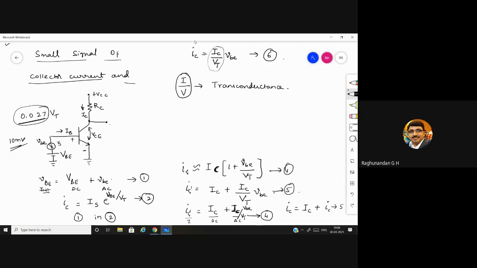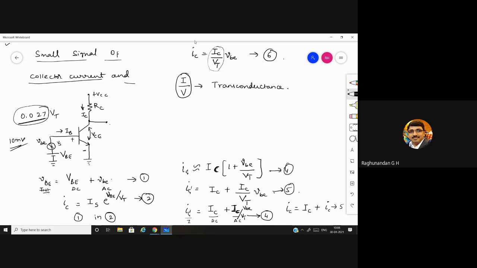Say IC, DC collector current, VT, thermal voltage. Where is this thermal voltage obtained? Is it obtained across RC? Is it obtained across source? In the transistor, sir, across the PN junction. Across the PN junction. And the DC collector current is going to flow through the transistor only.